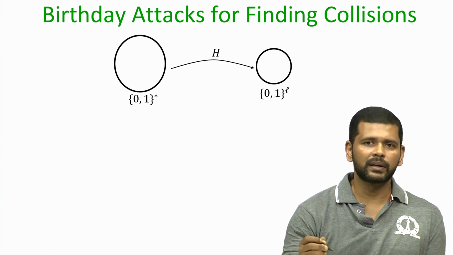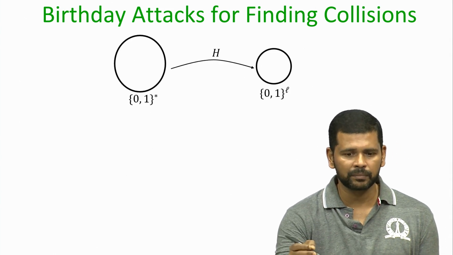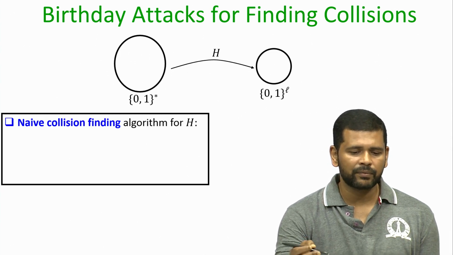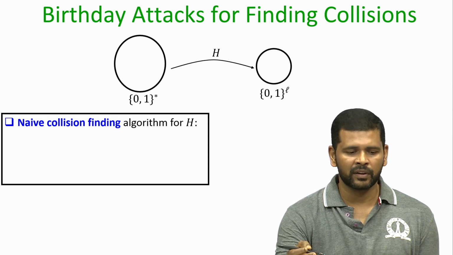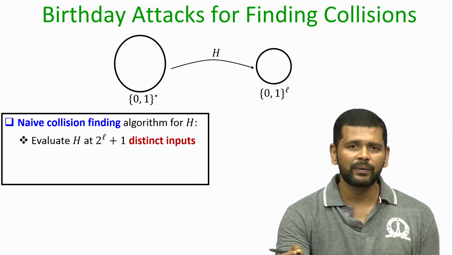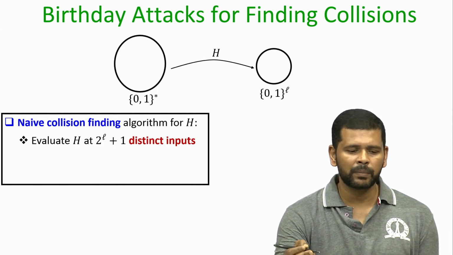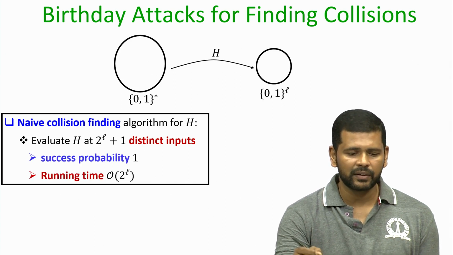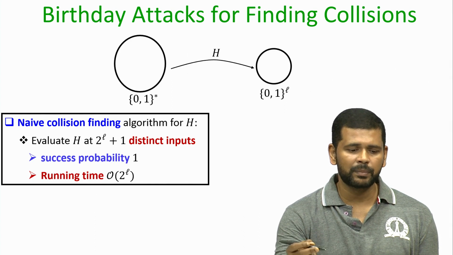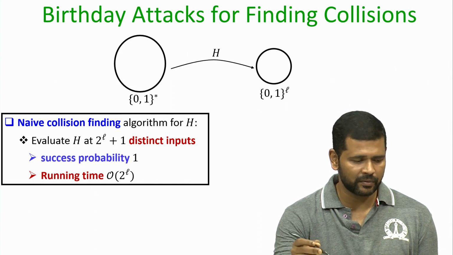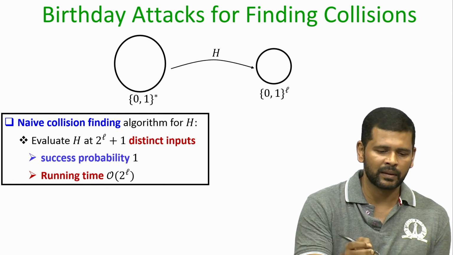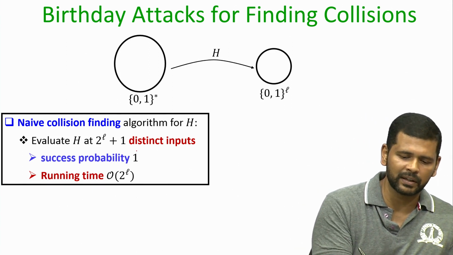So, imagine you are given a deterministic hash function which is publicly known, then the naive algorithm for finding a collision in this hash function is as follows. You can evaluate this hash function at 2 to the power L plus 1 distinct inputs, and it is guaranteed that with 100% probability, or 100% success, you will obtain a collision. The success probability of finding the collision here is 1.